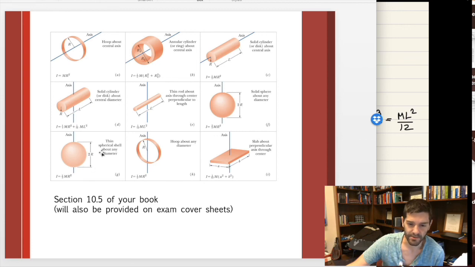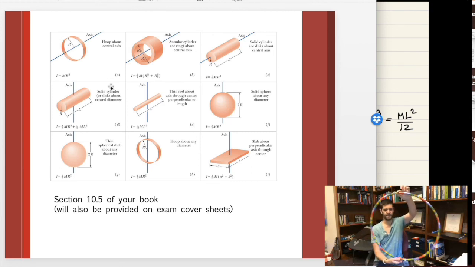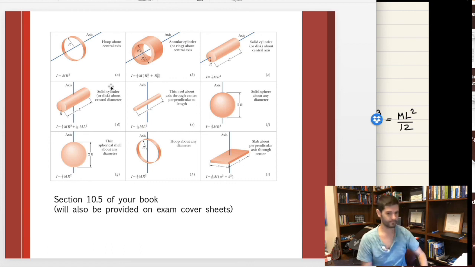Then you have a shell, so an empty ball, you have a filled solid ball. Again, here's the hoop, but through a different axis of rotation. So the one in the middle bottom is this, which is a different kind of rotation. And then the lower right is a slab. These we can take as a given.